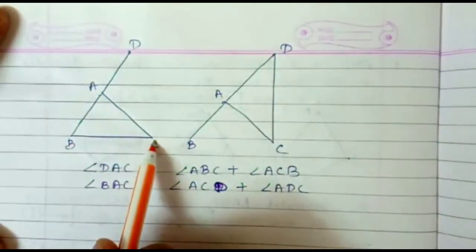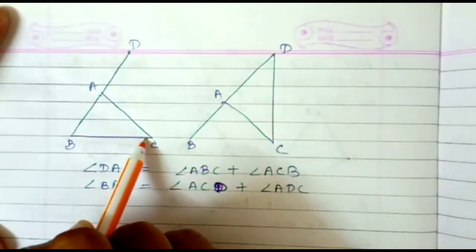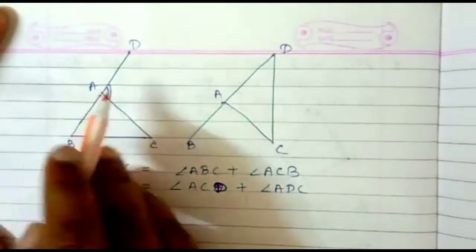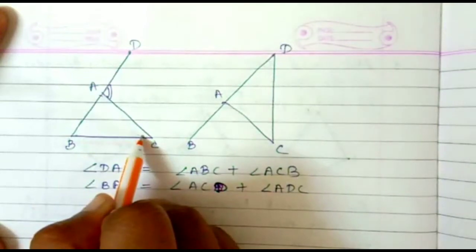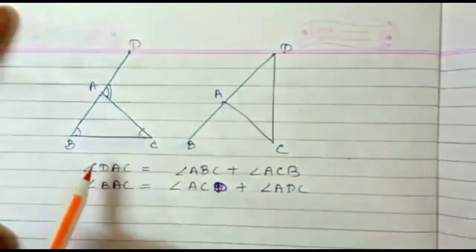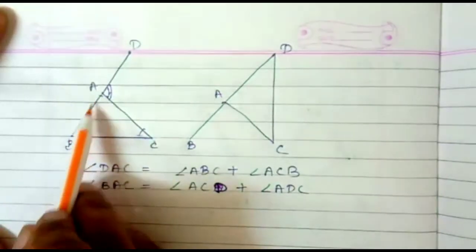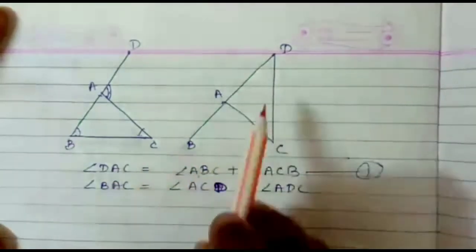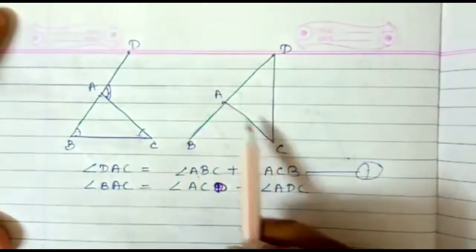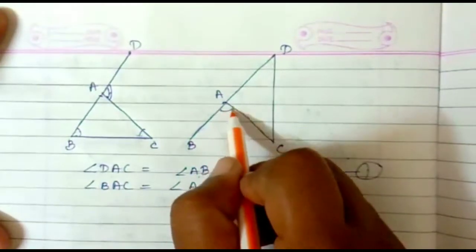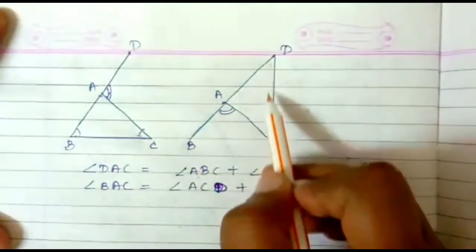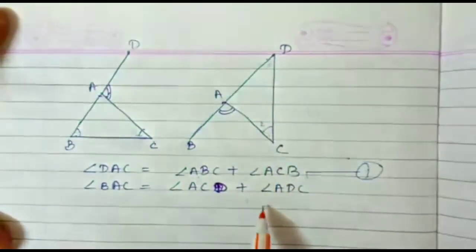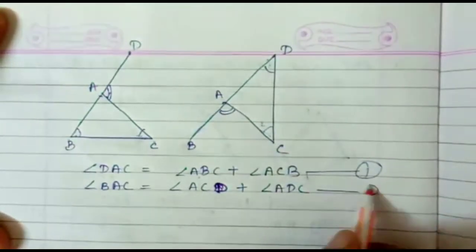For triangle ABC, this angle DAC is considered to be the exterior angle. So we have learned this property, that the measure of exterior angle is equal to sum of the measures of two interior opposite angles in a triangle. So I can say angle DAC is equal to angle ABC plus angle ACB. This is result number 1. Similarly, for this triangle BAC is an exterior angle. So this angle BAC will be equal to the sum of the measure of interior opposite angles. So it is equal to angle ACD plus angle ADC, right? This is result number 2.